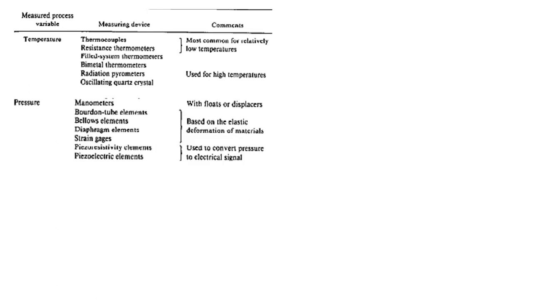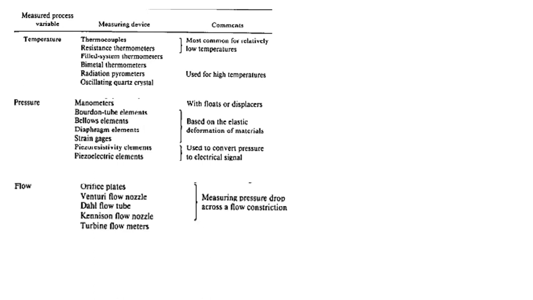Then for pressure measurement, we can use manometers, Bell elements, diaphragms, strain gauges, and piezoresistive and piezoelectric elements. Now piezoresistive and piezoelectric elements are basically transducers, which can take the pressure signal and convert it to some electric signal, which can further be used for calculations.